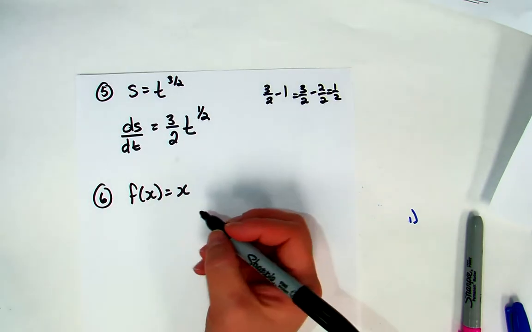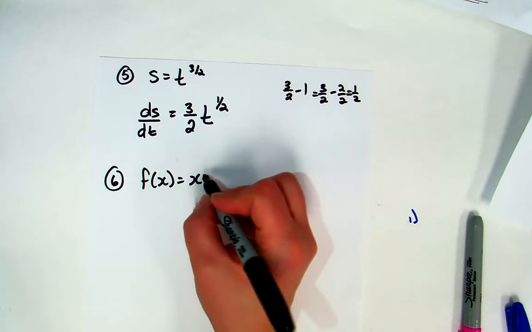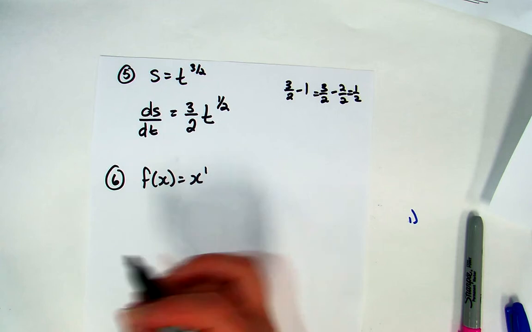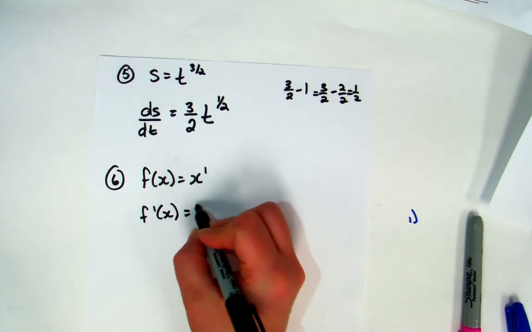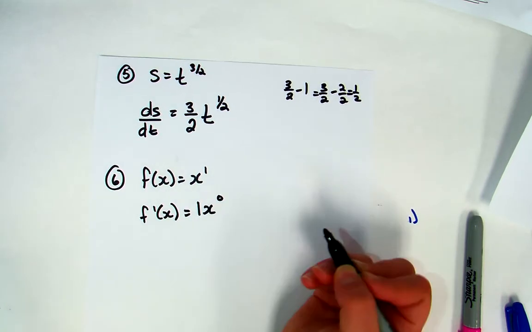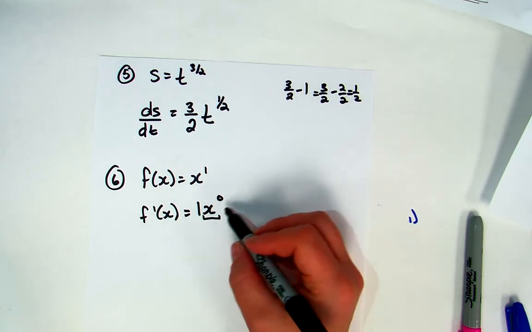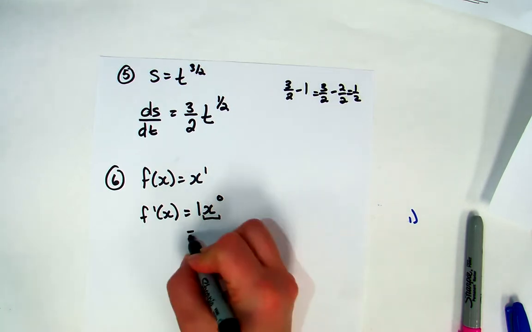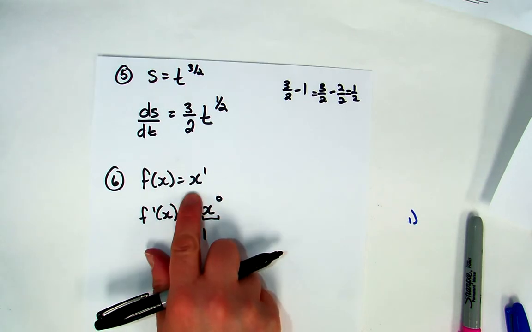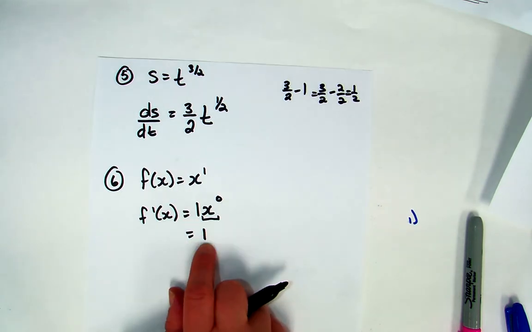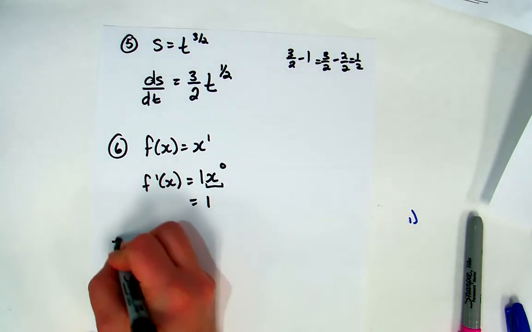Okay, f at x equal to x. Well, you can think about this as x to the 1. So I'm actually going to apply the power rule to this. So f prime at x is 1 times x to the 0. But hopefully you remember that any base to the exponent 0 equals 1. So that just equals 1. So that's something to memorize, that whenever you have x by itself, the derivative is always 1.